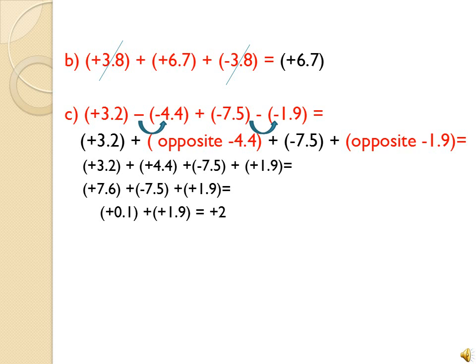So the new numerical expression has plus between all of them: plus 3.2 plus 4.4 plus minus 7.5 plus 1.9. Then I solve them 2 by 2. There are 3 steps, nothing else, in solving any numerical expression. Check if I have opposite numbers or not. Then convert the minus to plus. Then I solve them 2 by 2.